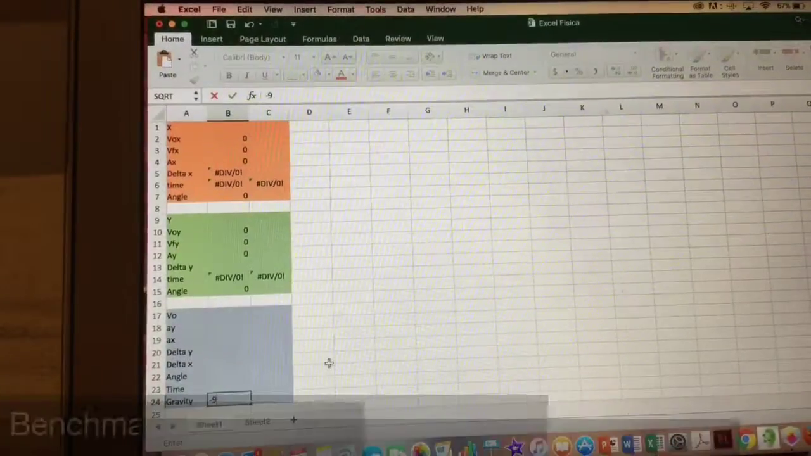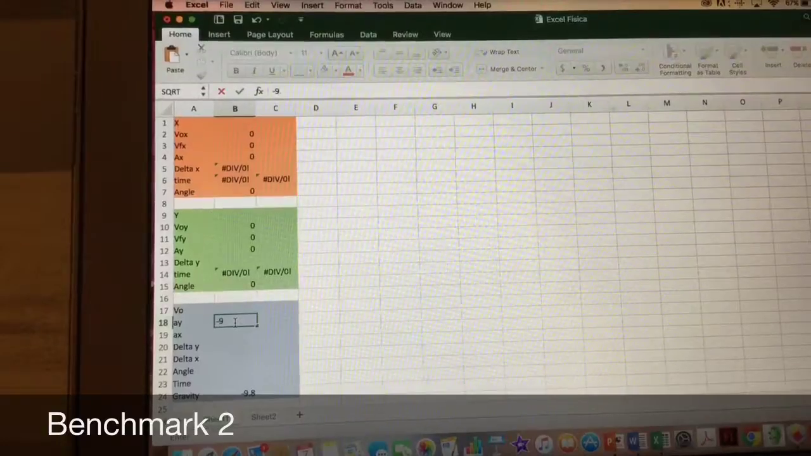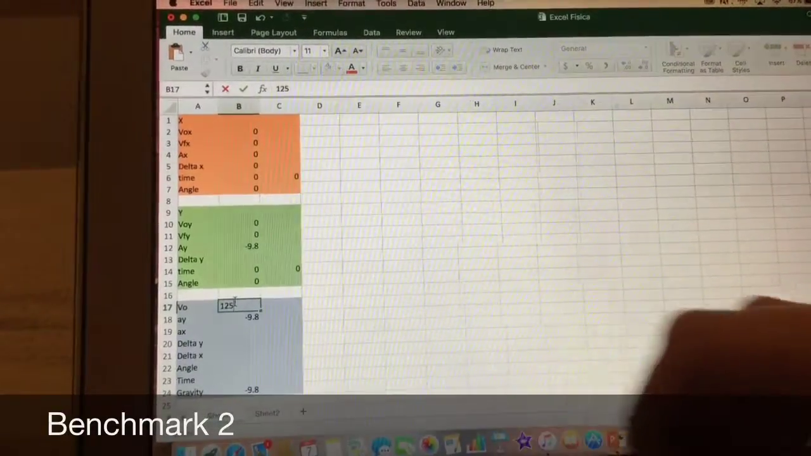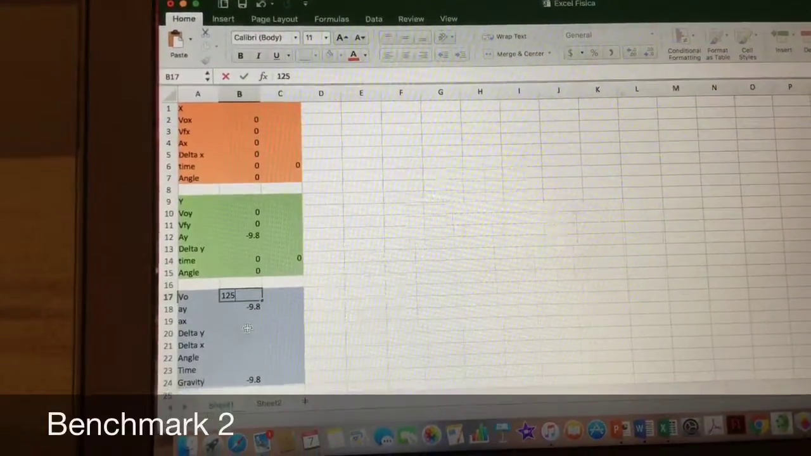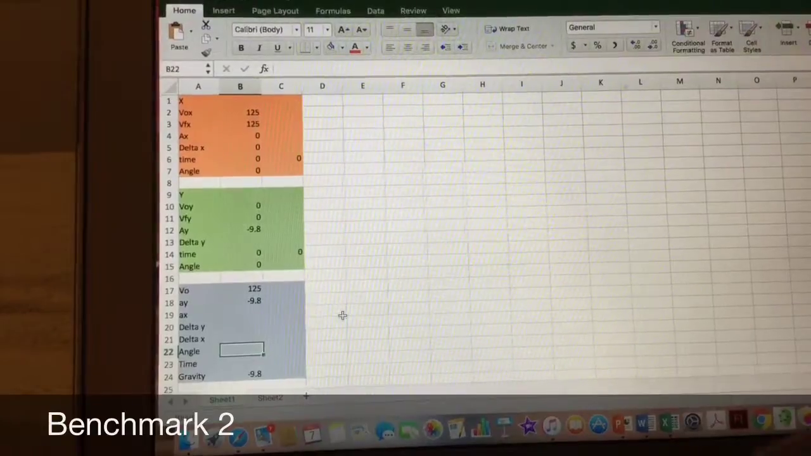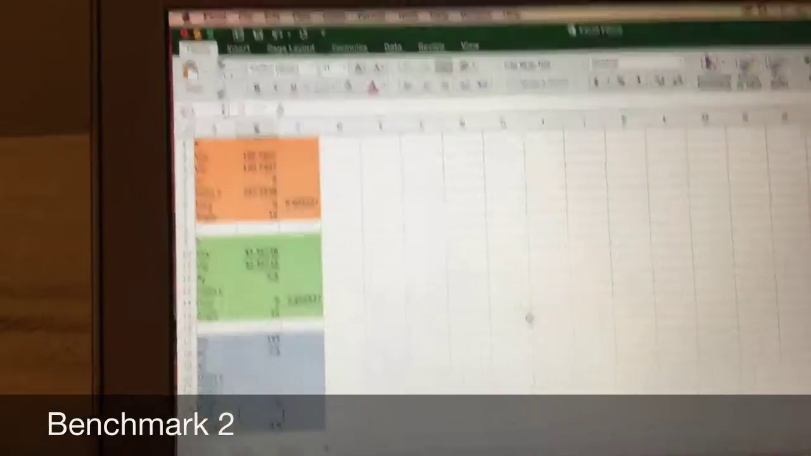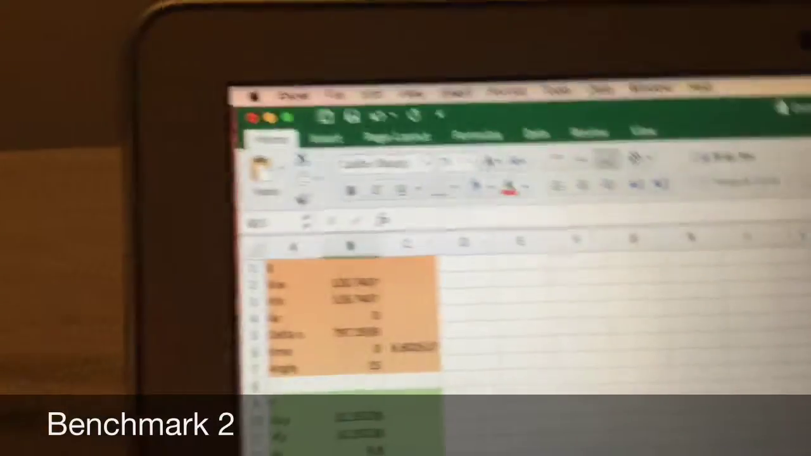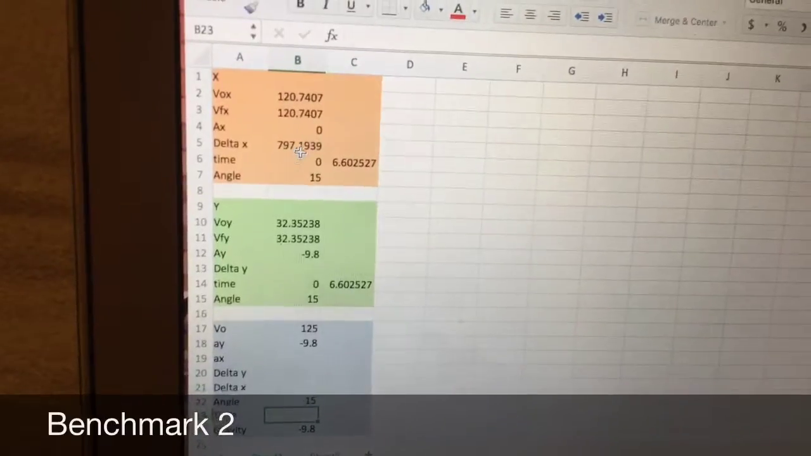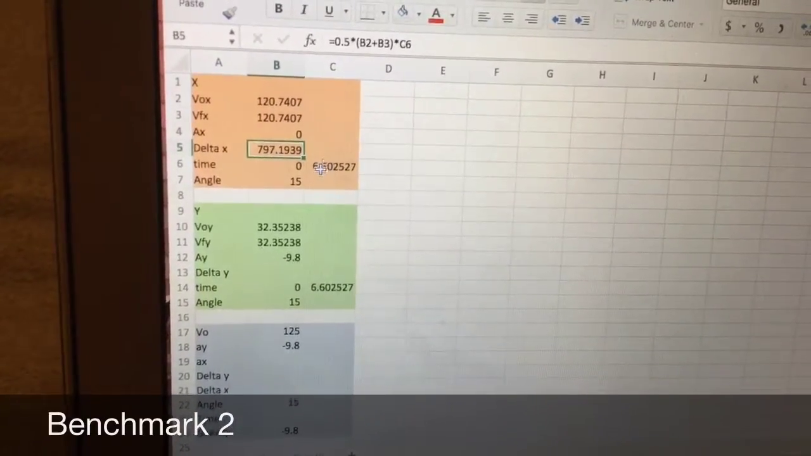In benchmark number 2, we first have to put negative 9.8 in the acceleration of y because it's the gravitational pull on Earth. Then we're given that the initial velocity is 125 meters per second and the angle is 15 degrees. When we plug in those variables, we get that time is 6.6 seconds and displacement in the x-axis is 797 meters.